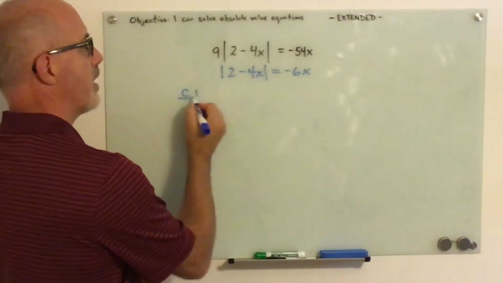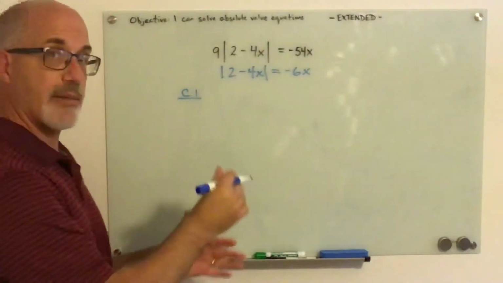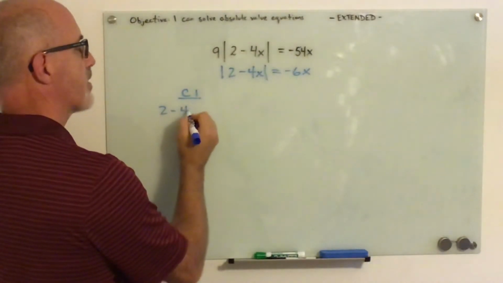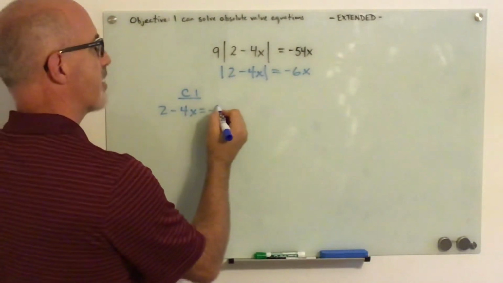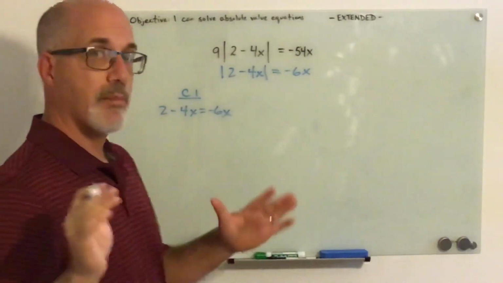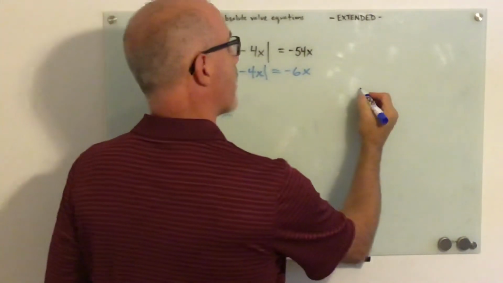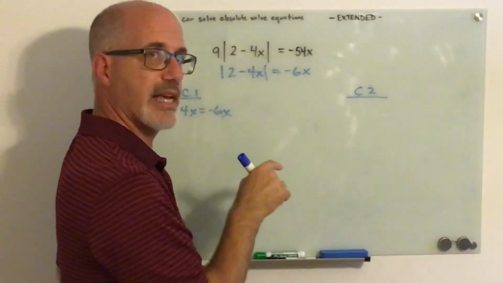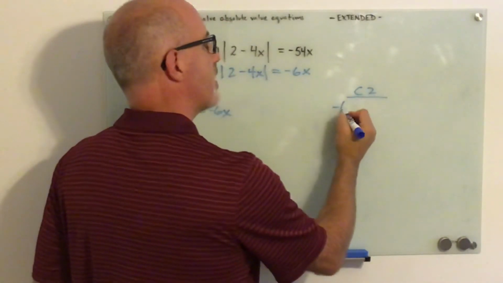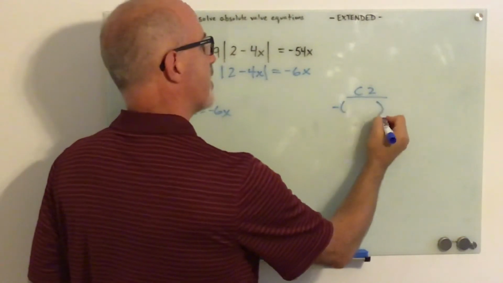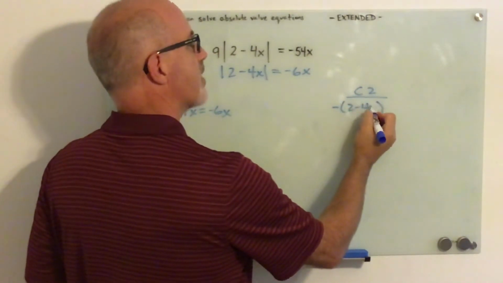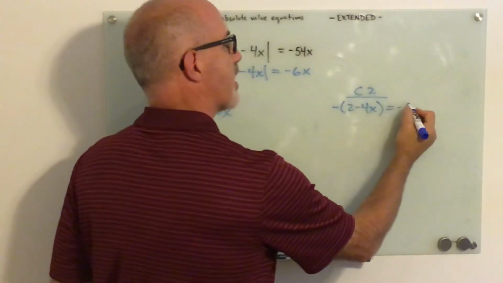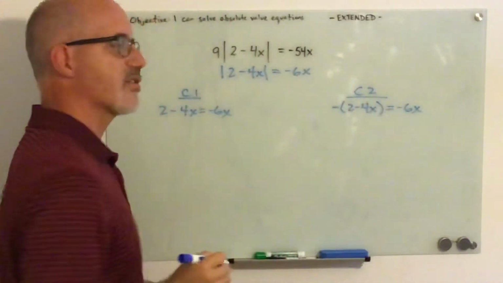Case 1 will be when we just take that absolute value and drop it. So we just have 2 minus 4x equals negative 6x. That's case 1, but don't forget case 2. Remember, your second case is where you take the opposite of what's inside that absolute value. So we replace the absolute value with parentheses, make it 2 minus 4x, and then we put an opposite in front of it. That equals negative 6x.